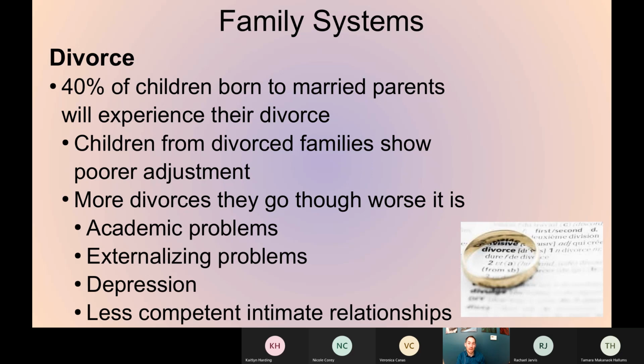So these include things like academic problems, externalizing problems, depression, less competence in intimate relationships. And you can see how that might be a bidirectional effect, right? Maybe their parent, let's say their parent's been divorced twice.